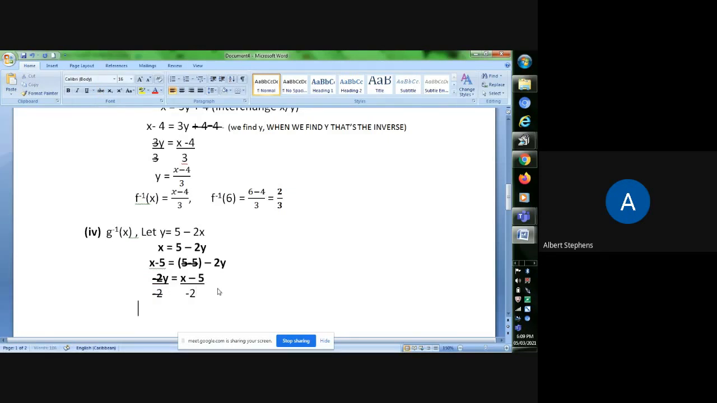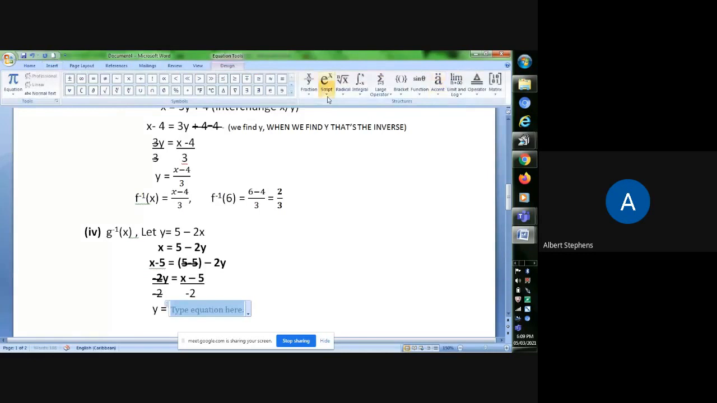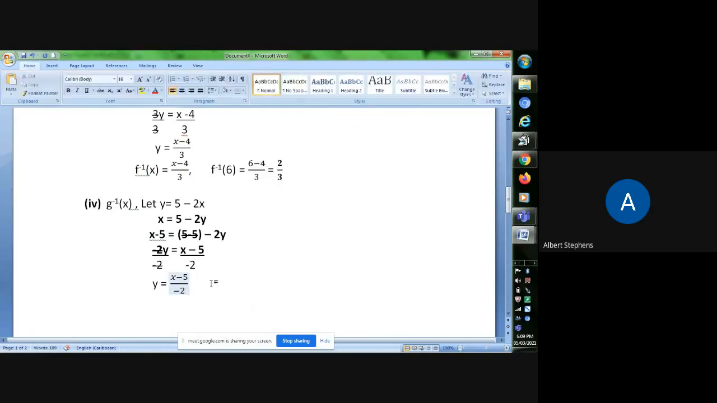So therefore, y is equal to... we're almost finished with the class. Open to learn something. We learn something. Right. So we get y equals x minus 5 over negative 2.